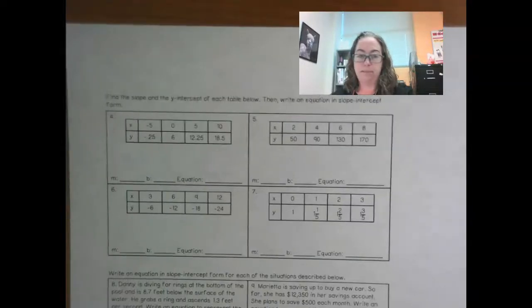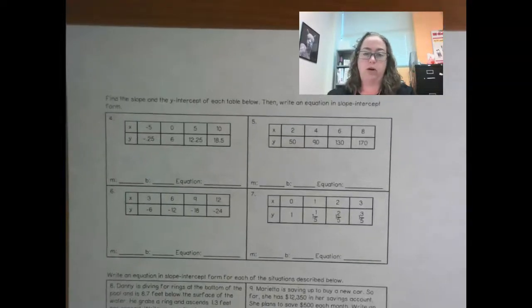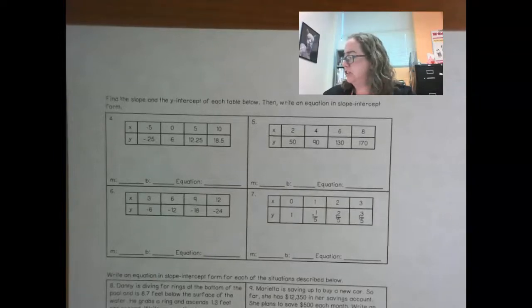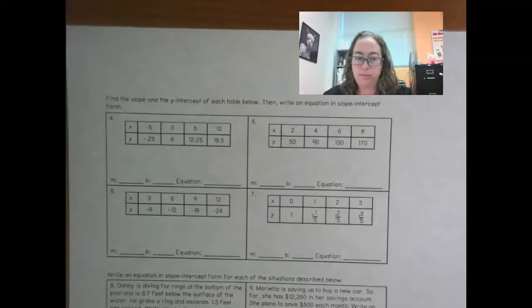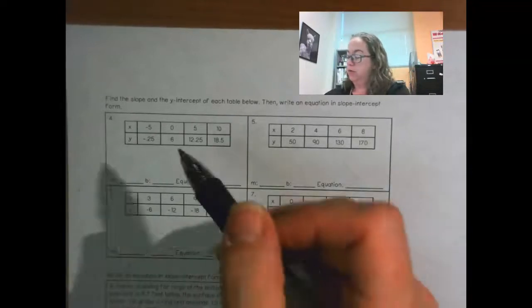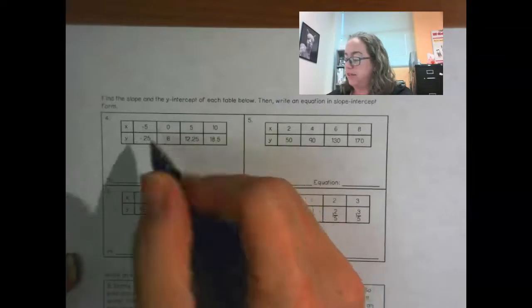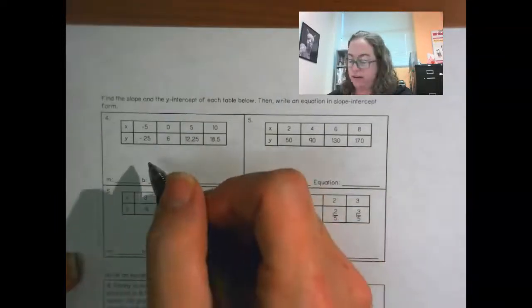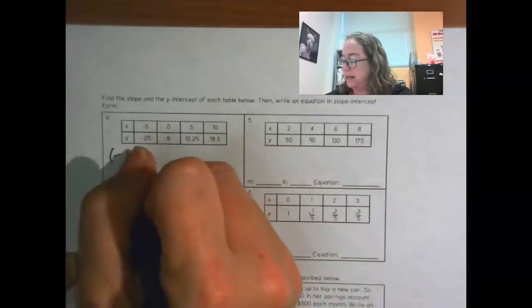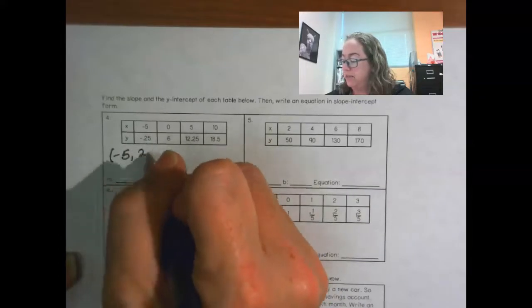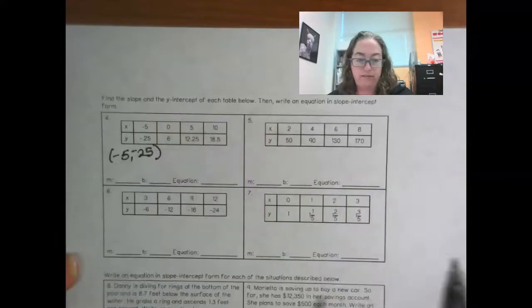Then when you look at the back of your notes, you'll see there are some more questions here. This is actually showing it in ways other than a graph. So in these cases, you have tables. Remember, those are the same as ordered pairs. So it's telling you right here that when x equals -5, y equals -25. That's the same thing as saying there's a point at -5, -25.